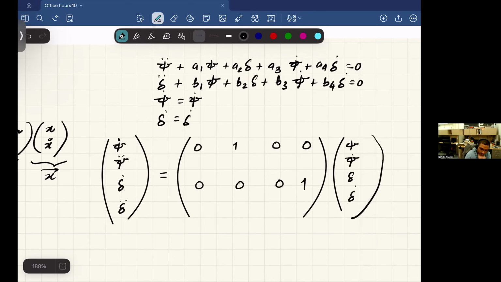And then you go ahead and look at the equation. So psi double dot is equal to negative A1 psi, negative A2 delta, negative A3 psi dot, negative A4 delta dot. Then delta double dot is minus B1 psi, minus B2 delta, minus B3 psi dot, minus B4 delta dot. So now you have a 4 by 4 system matrix for a 4 by 1 state.